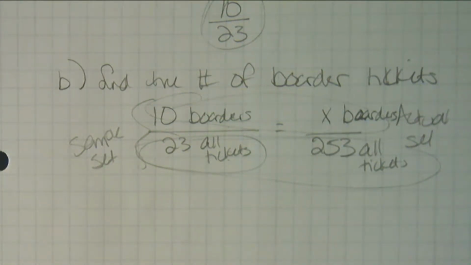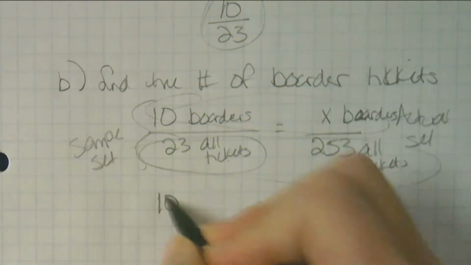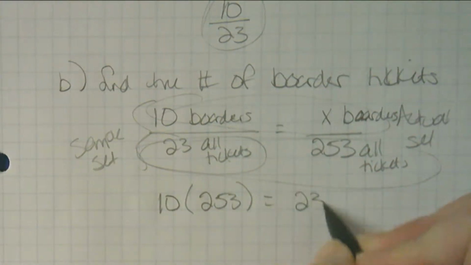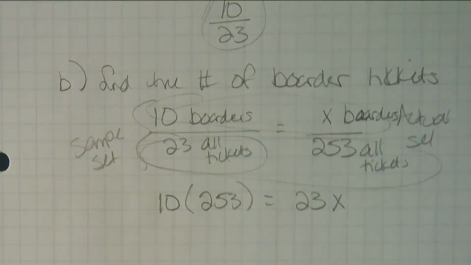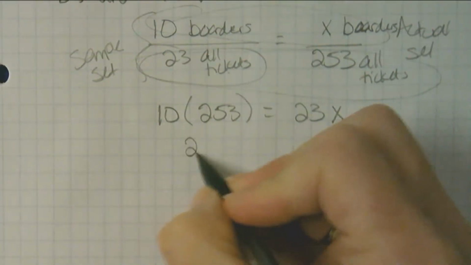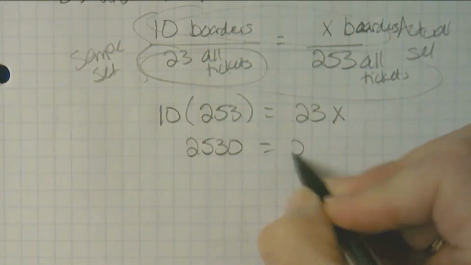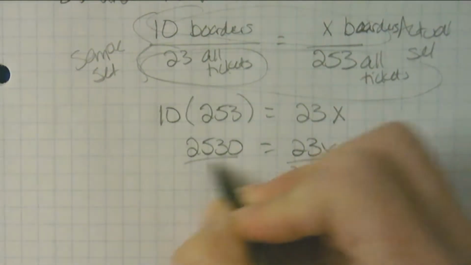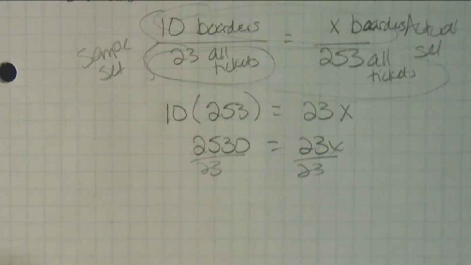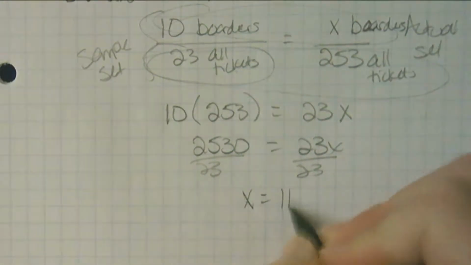So now I'm going to go ahead and do my cross multiplication. Are you cool with this? Okay, so my cross multiplication says I have 10 times 253 is equal to 23 times x. Everyone should have that part of it. So I have 2,530 is equal to 23x. Divide each side by 23. And I end up with 2530 divided by 23, and I end up with x is equal to 110.